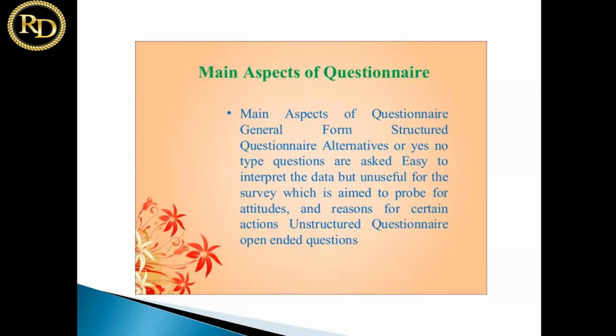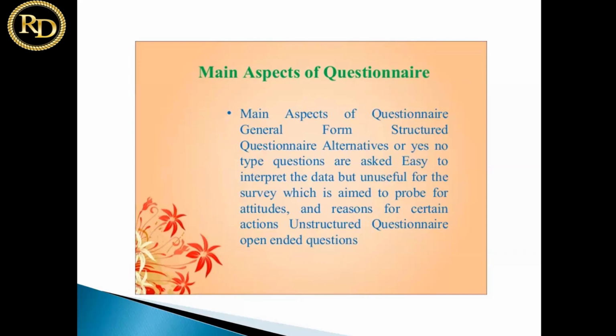The main aspect of the questionnaire is the general form and structure. The questions, we should prefer to put them in a dichotomous form. It means yes or no, present or absent, a category having only two options. Dichotomous type questions should be there in the questionnaire, so yes-no type questions are asked.